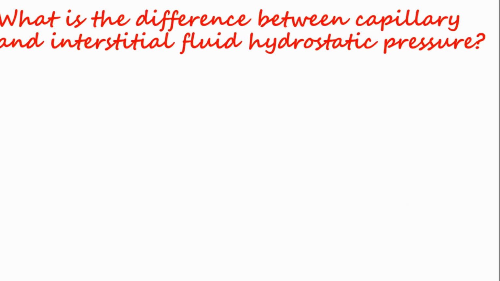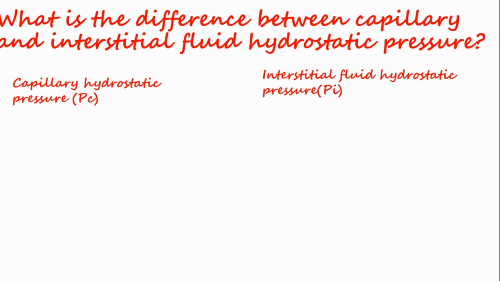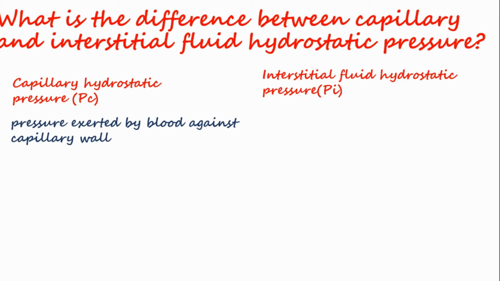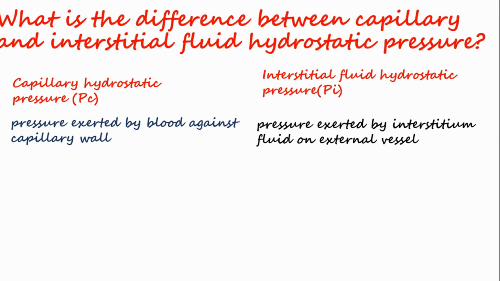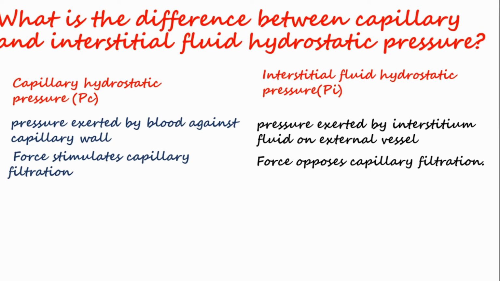What is the difference between capillary and interstitial fluid hydrostatic pressure? Capillary hydrostatic pressure, CHP, is the pressure exerted by blood against the wall of a capillary. Interstitial fluid hydrostatic pressure is the pressure exerted by the fluid of the interstitium on external blood vessel. While capillary hydrostatic pressure is the principal force for capillary filtration, interstitial hydrostatic pressure opposes capillary filtration.